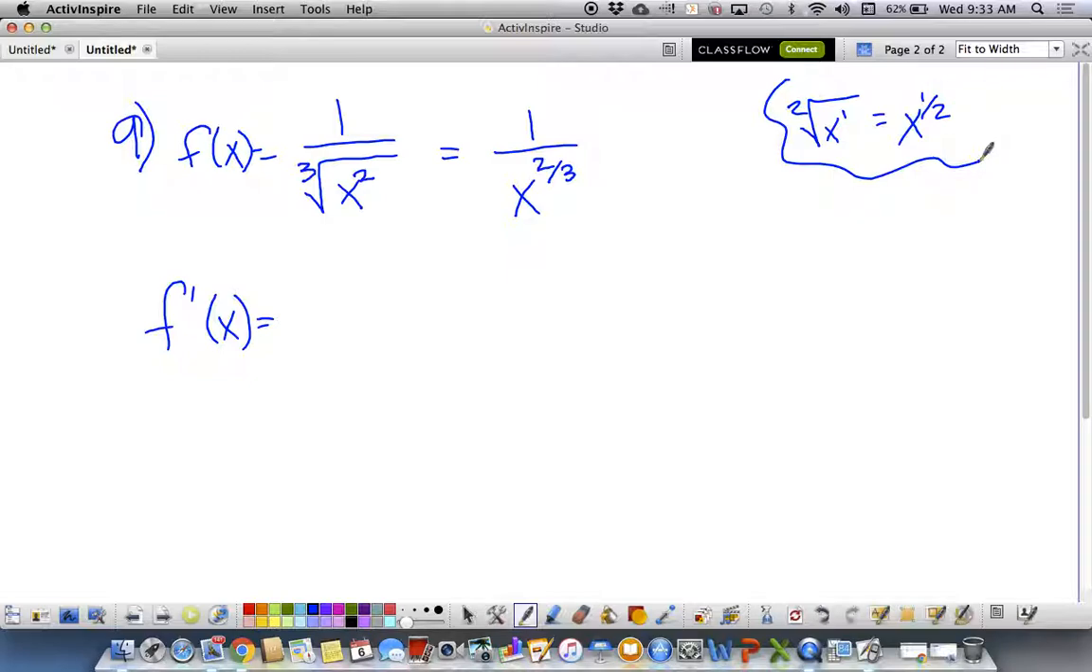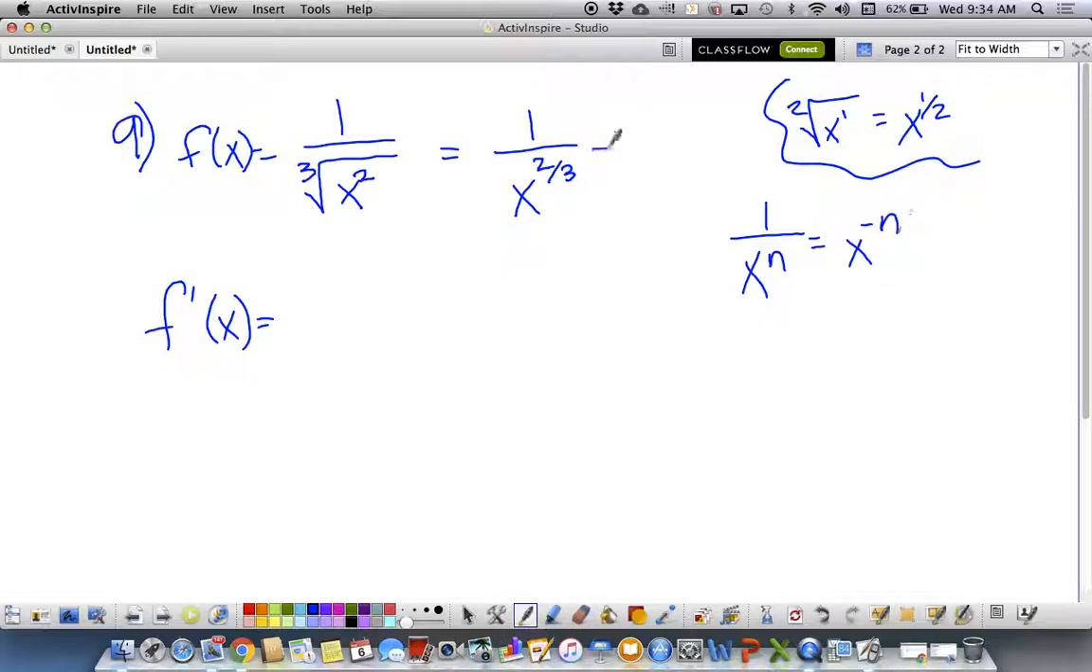What about the 1 over? This is where you guys got messed up on the quiz. What do you get when there's 1 over? Not everybody messed up. 1 over x to the n is really x to the negative n. That is not written very well.